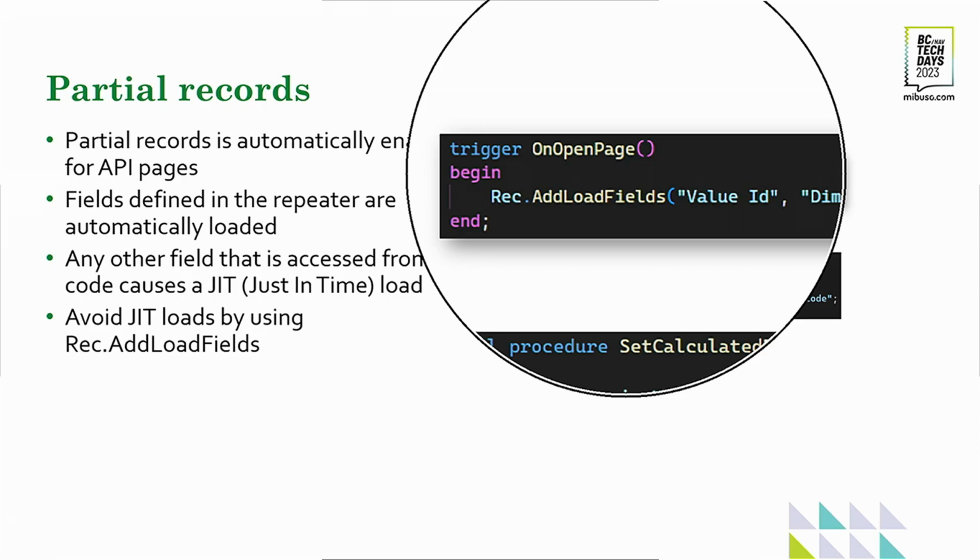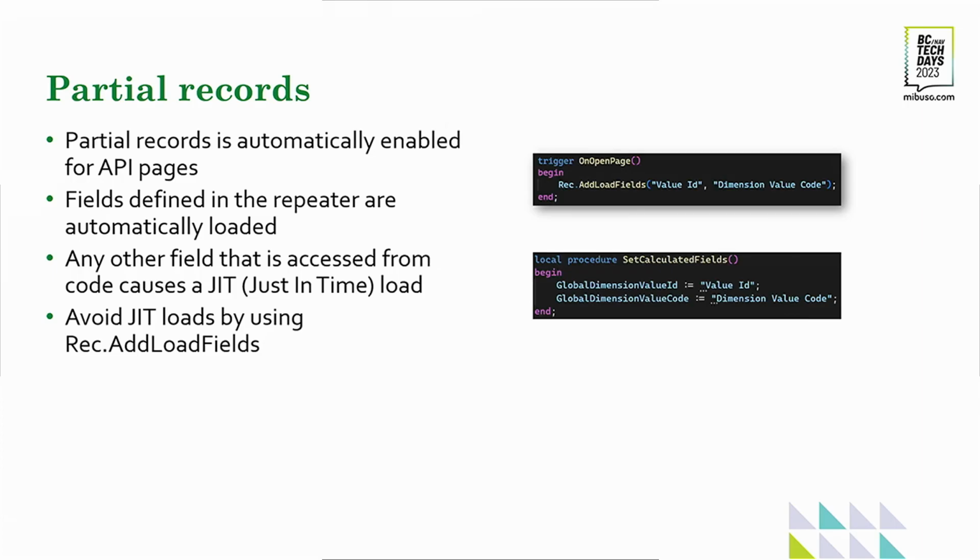So because you have that, partial record is not an option. It is there. It is being used by the API pages. So be sure that if you have any code that accesses fields that are not in the API, you use AddLoadFields to add them to the list of fields to be loaded. And your API will be faster, your customers will be more happy with it.